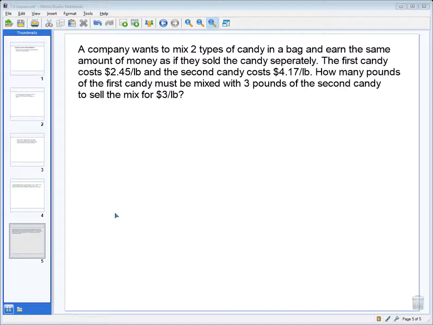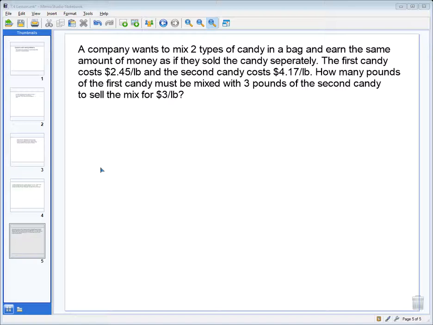A company wants to mix two types of candy in a bag and earn the same amount of money as if they sold the candy separately. The first candy costs $2.45 a pound, and the second candy costs $4.17 per pound. How many pounds of the first candy must be mixed with 3 pounds of the second candy to sell the mix for $3 per pound?